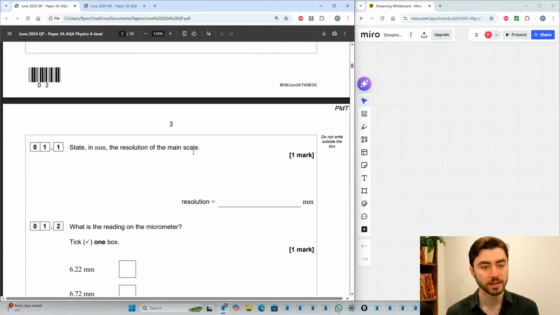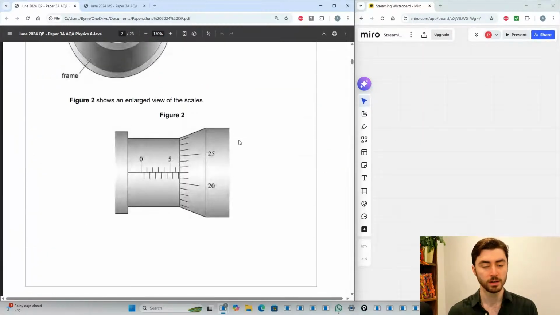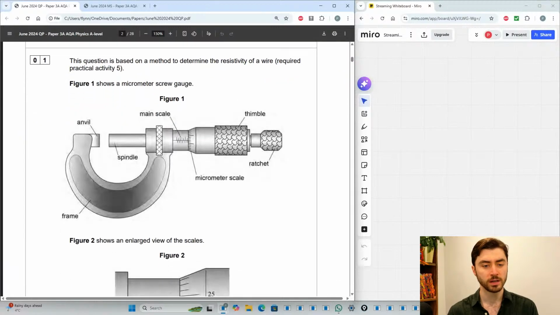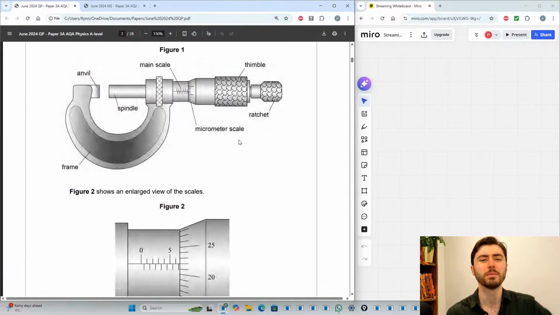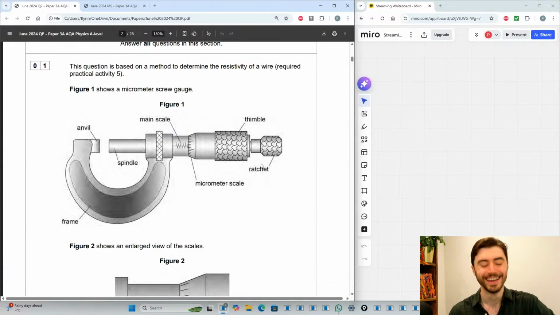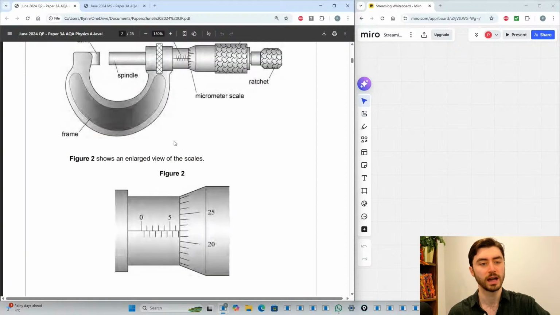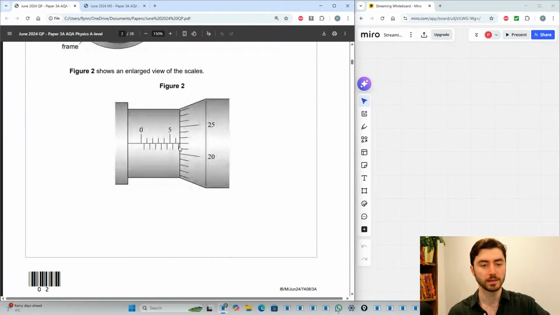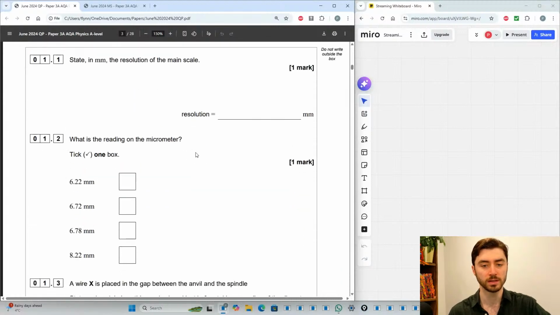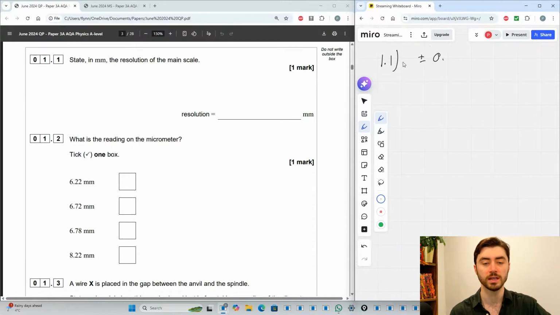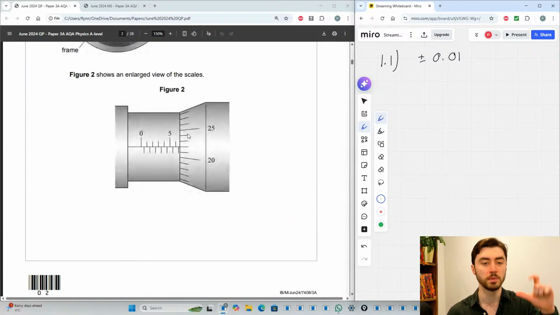State in millimeters the resolution of the main scale. The resolution, oh, can I remember this? This is annoying. I think it's 0.01 millimeters. Let me check. Yeah, it measures in millimeters, and that's specifically 0.01, I'm going to say. So 1.1, the resolution is plus or minus. The resolution is the smallest thing that it can measure, which I think is 0.01 millimeters, which is what one of these small increments represents.